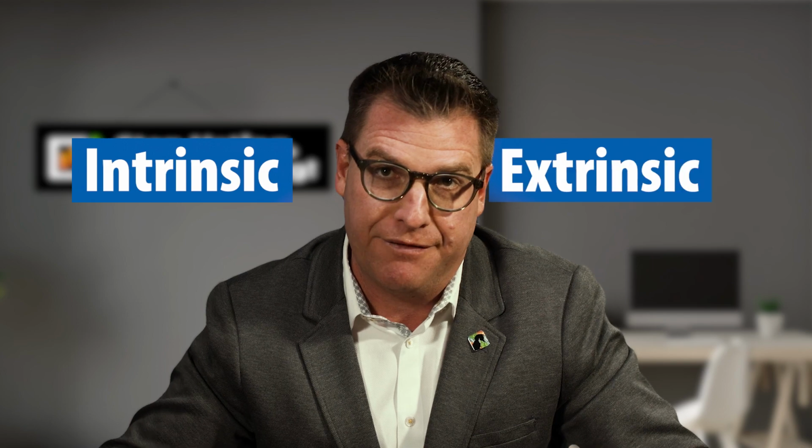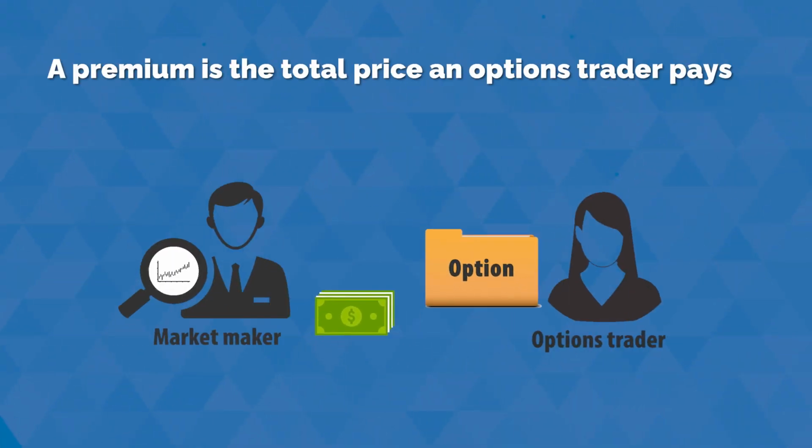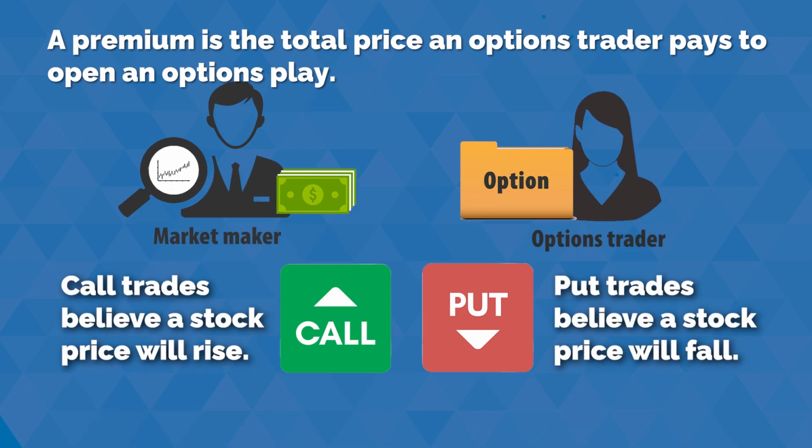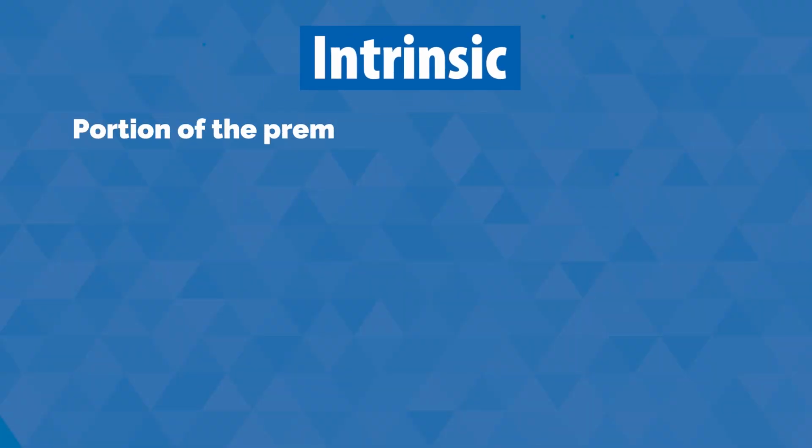Options prices, when you look at them, are made up of two value premiums. First, you have intrinsic value, and then second, you have extrinsic value. Now, the premium is the total price that you pay to open a call trade or a put trade. That premium is made up of those two components. Intrinsic value is the portion of the premium representing real value. In other words, that's the amount of money you'd make if you exercise the option immediately.